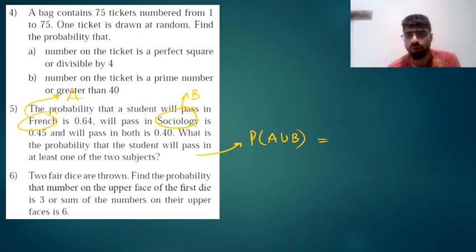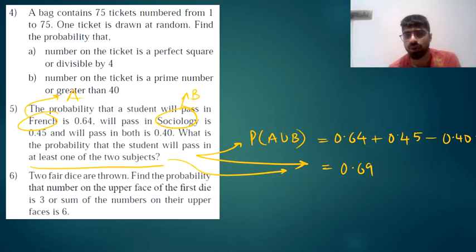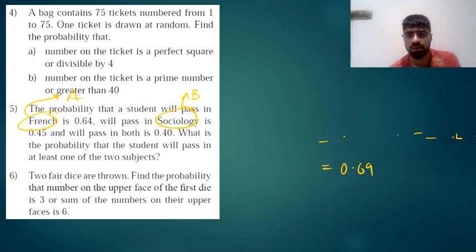So probability of passing in A is 0.64 plus probability of passing in B is 0.45 minus the probability of passing in both of them, that is the intersection, is 0.40. So A plus B minus their intersection, and this is going to give you 0.69 as the final probability for the fifth question. So the probability that the student will pass in at least one of the subjects is going to be 0.69. With that we take the sixth question.